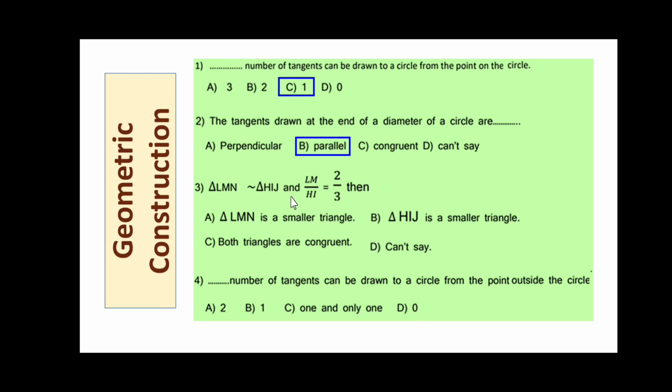Triangle LMN is similar to triangle HIJ. No vertex is common. And LM upon HI is equal to 2 upon 3. Then triangle LMN is the smaller triangle. As LM has side 2 and HI 3, naturally we will come to know the triangle LMN is a smaller one. Dash number of tangents can be drawn to a circle from the point outside the circle. There are 2 tangents that can be drawn to a circle from the exterior point.